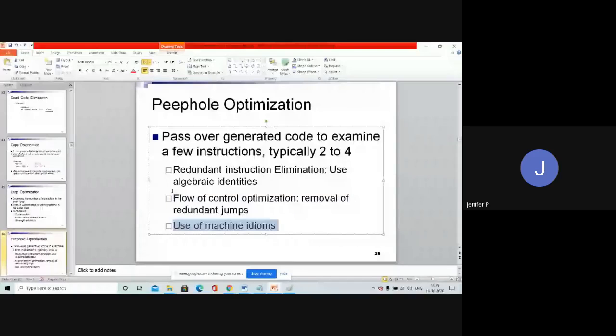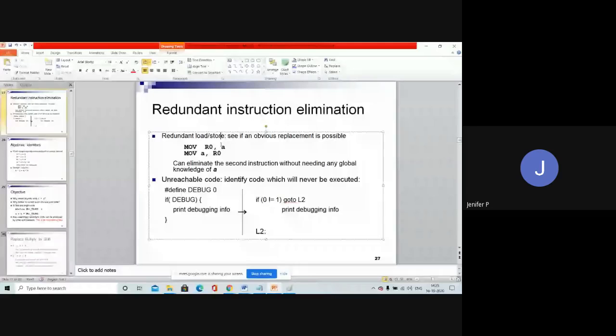Then about the redundant instruction, as you see in this example, move r0, a is moving the value of r0 to the variable a, and in the next line itself we are again moving the value of a to r0. So this is unnecessary, right? You are taking a thing from a place and putting it in another place, and then doing the reverse with the same thing. There is no point in doing that. So such things can be avoided.